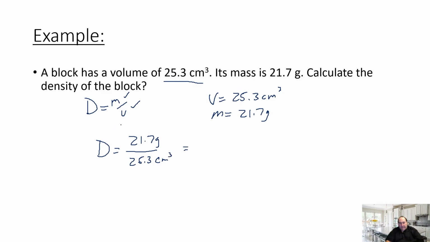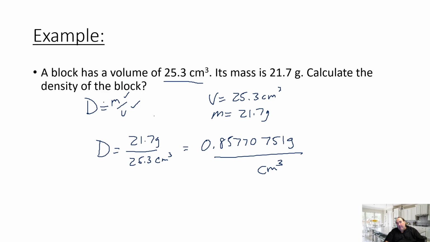So we'll take our calculator and divide it out. 21.7 divided by 25.3 is going to give us a value here of 0.8577. I'll write the whole thing there. The units do not cancel, so it's grams per cubic centimeter. But as you probably are thinking to yourself, seems like a lot of numbers there. That's probably not the right answer, and you would be right.